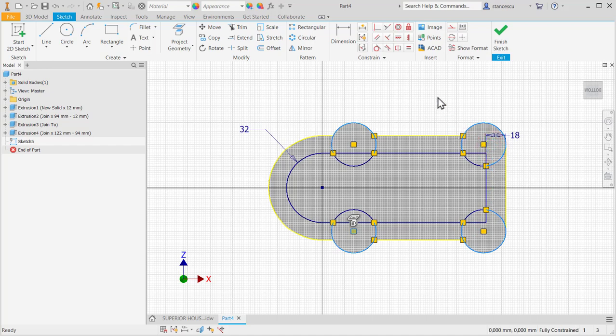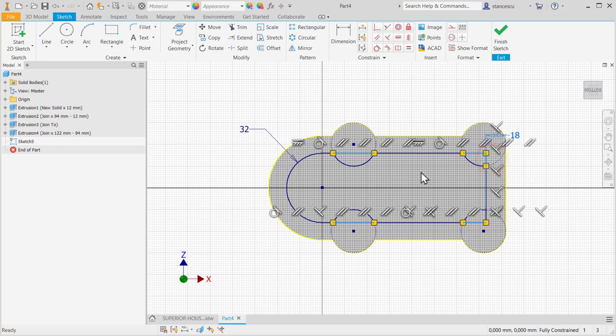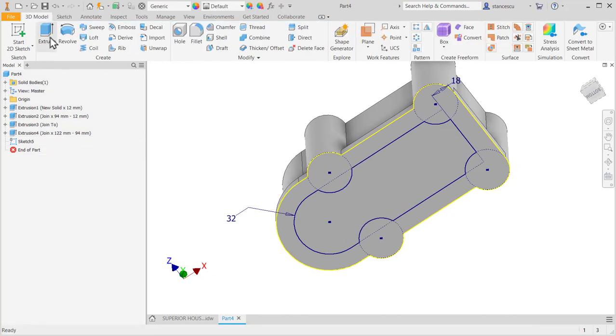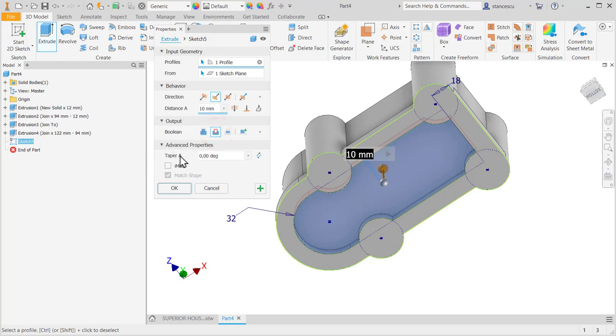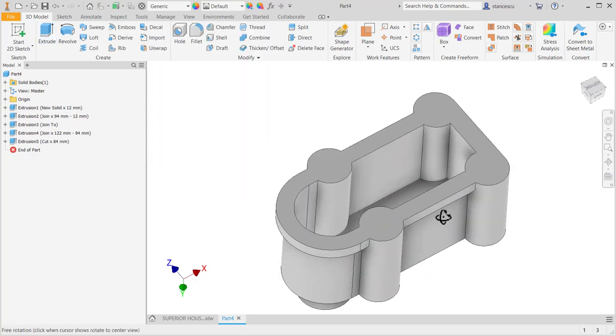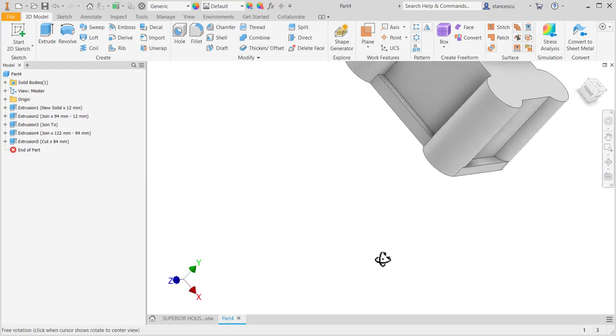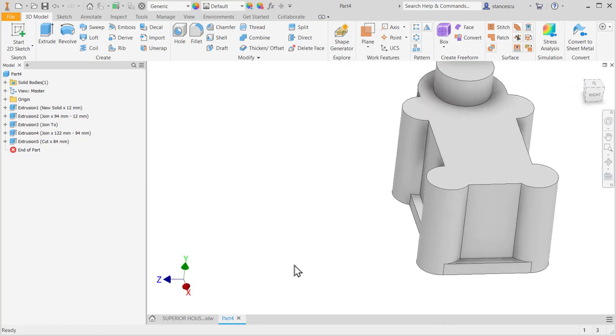These are to be construction lines, and this one is also a construction line. And now extrude this, cut 84. The church is almost done. F6.